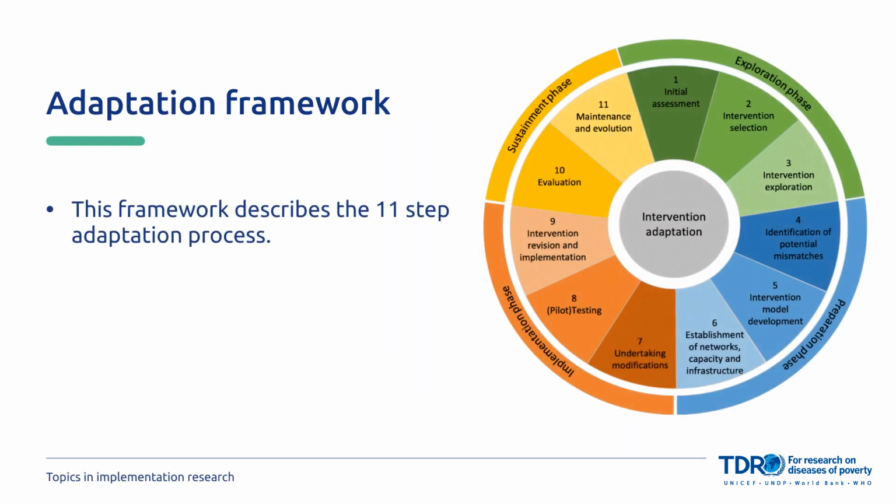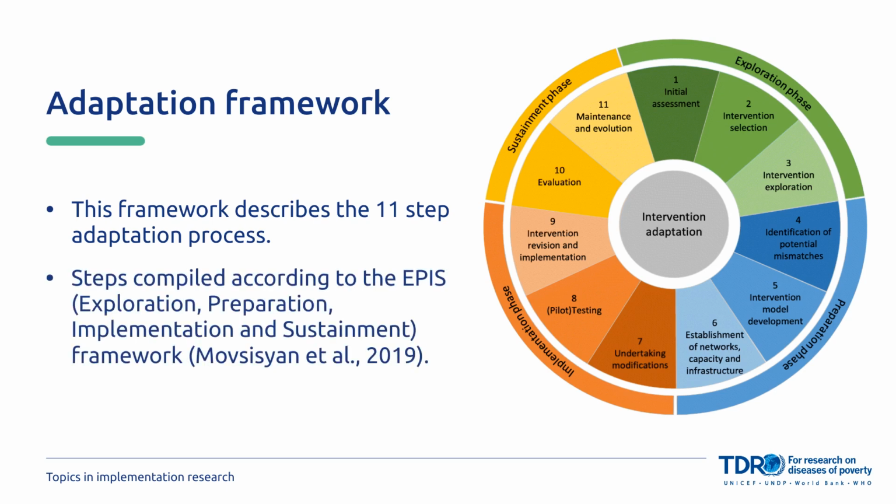There are 11 steps in the adaptation process. These steps were compiled according to the EPIS framework and fall under the following phases: exploration, preparation, implementation, and sustainment. Under the exploration phase we have 1. Initial assessment. 2. Intervention selection. 3. Intervention exploration.